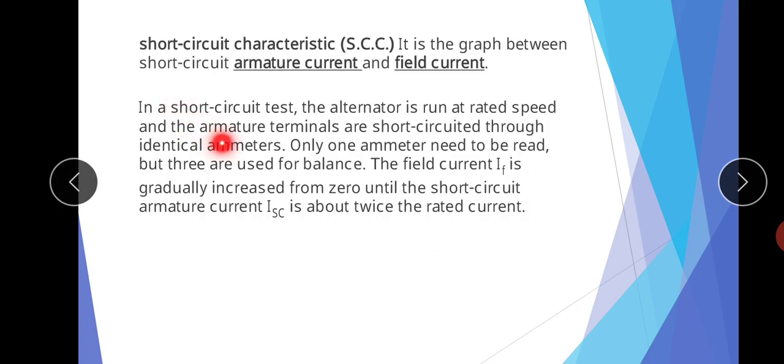So in a short circuit test, the alternator is run at rated speed and the armature terminals are short circuited through identical ammeters. Only one ammeter needs to be read, but three are used for balance purposes. The field current IF is gradually increased from 0 until the short circuit armature current Isc is about twice the rated current.